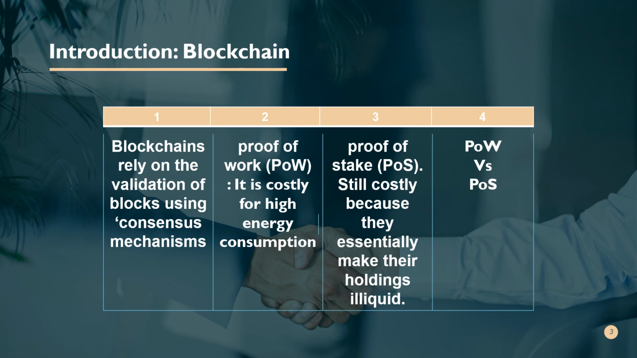This involves proposers proving their worthiness by holding a stake in terms of cryptocurrency in the network. It is costly because they essentially make their holdings illiquid. And lastly, the economic question is whether POS type systems can perform more efficiently than POW systems. Later in this paper, the authors show that in the case of permissionless blockchains like Bitcoin, the costs of POW schemes are actually identical to the costs of POS schemes.